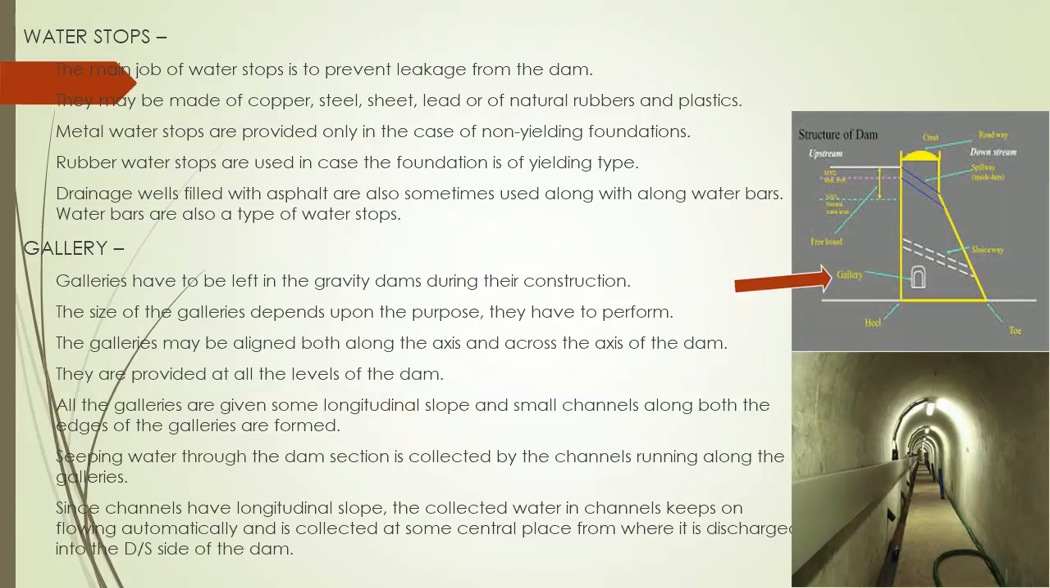All the galleries are given some longitudinal slope, and small channels along both the edges of the galleries are formed. Seeping water through the dam section is collected by the channels running along the galleries. Since channels have a longitudinal slope, the collected water in the channels keeps on flowing automatically, and is collected at some central place from where it is discharged into the downstream side of the dam.